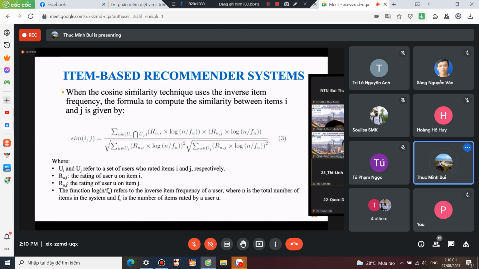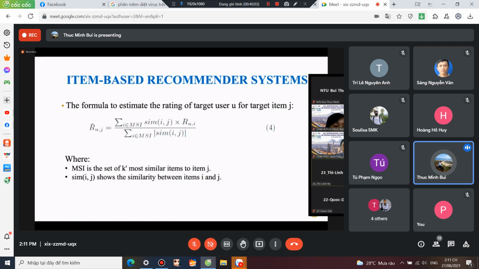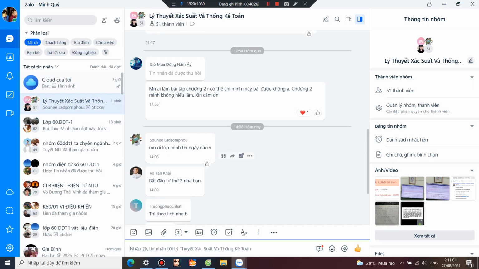The function log n over fu refers to the inverse item frequency of a user, where n is the total number of items in the system, and fu is the number of items rated by user U. The formula to estimate the rating of target user U for target item J is on this slide, where MSI is the set of k most similar items to item J. Sim IJ shows the similarity between items I and J.